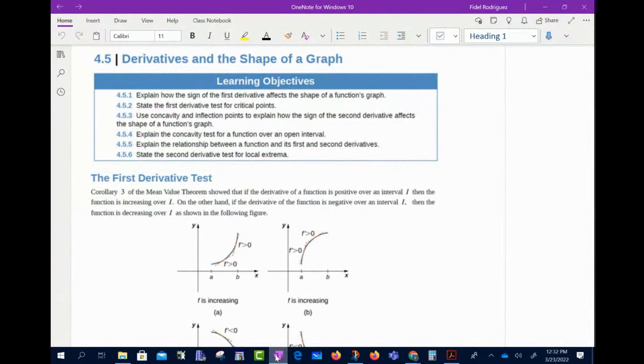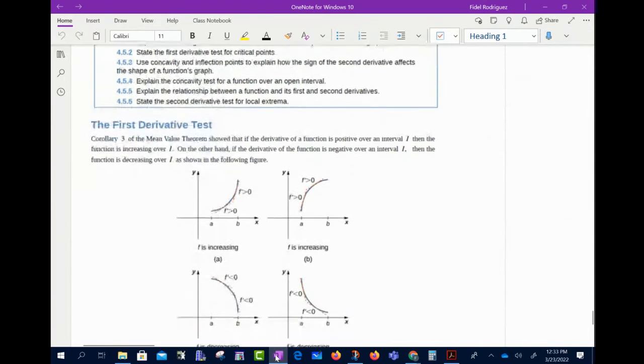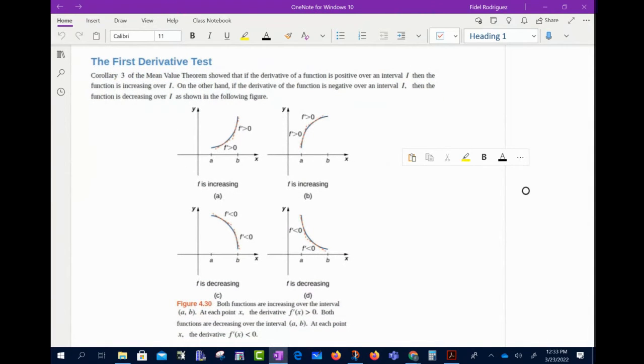Okay, so 4.5, y'all, talks about derivatives and the shape of a graph. So it says, learning objectives. Explain how the sign of the first derivative affects the shape of the function's graph. State the first derivative test for critical points. Use concavity and inflection points to explain how the sign of the second derivative affects the shape of the function's graph. Explain the concavity test for a function over an open interval. Explain the relationship between a function and its first and second derivatives, and state the second derivative test for local extrema.